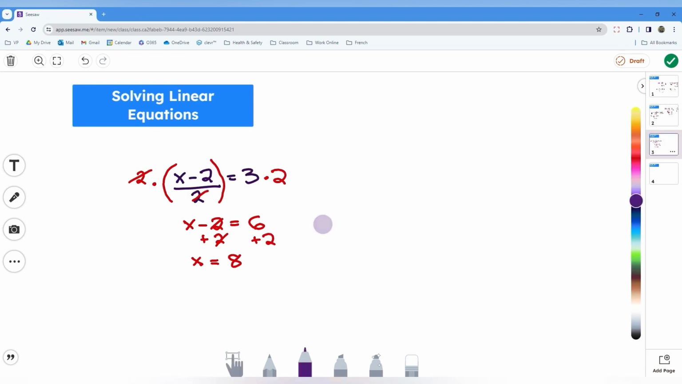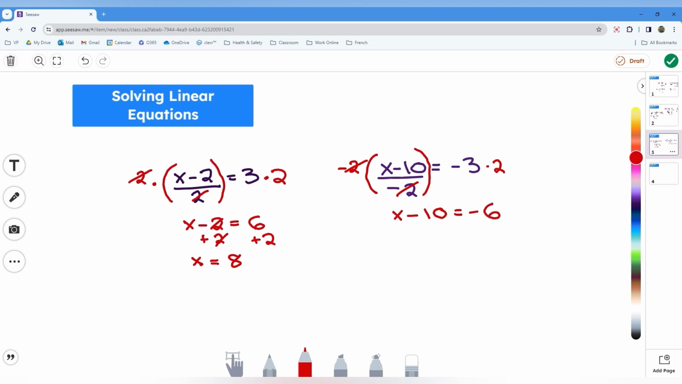Let's say we have x minus 10 being divided by negative 2 all equals negative 3. Once again, this division is happening to everything, both terms here. So I must multiply that entire group by negative 2 to cancel that out. Now I've got x minus 10 equals negative 3 times negative 2, which is 6. And now the last step would be to inverse a subtraction of 10. So I must add 10 to both sides.